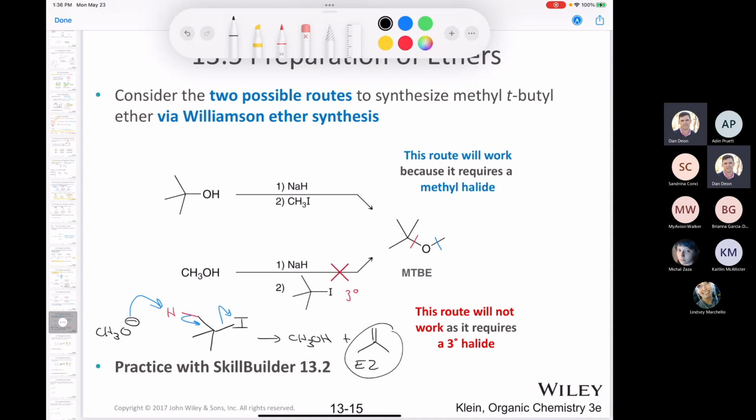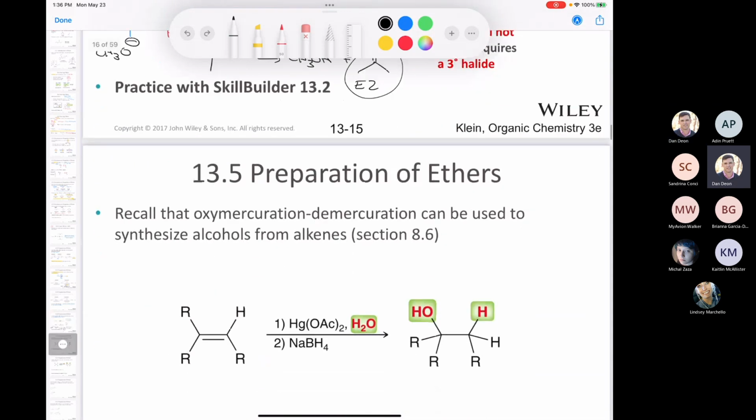And so again, we love to ask this question where we throw a scenario at our students and we'll say, okay, we're giving you an unsymmetrical ether. What would be the best way to make it if you've got two possibilities? And you have to evaluate which bond should be cleaved and which alkyl halide you would want to use.